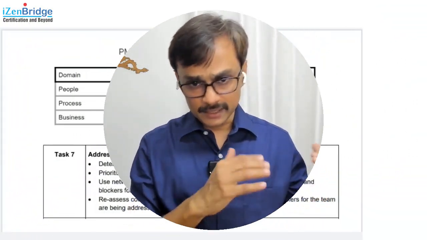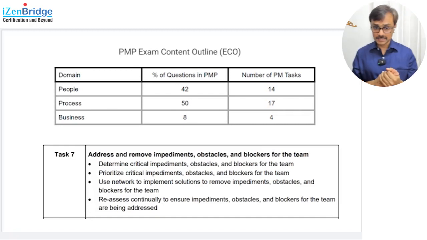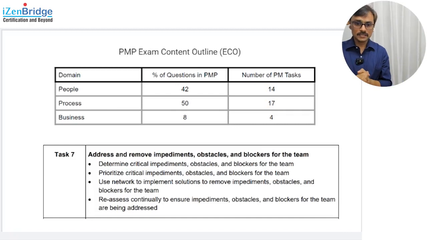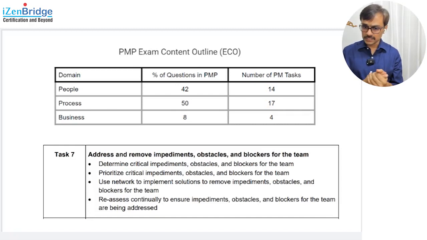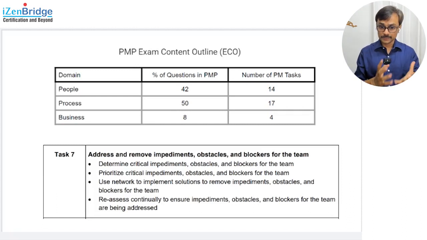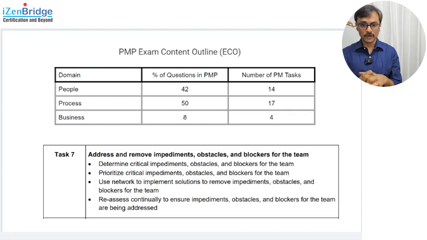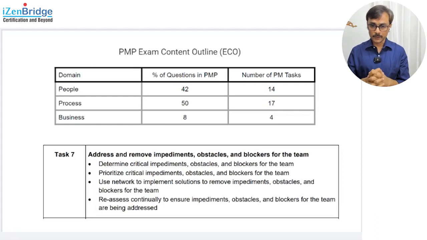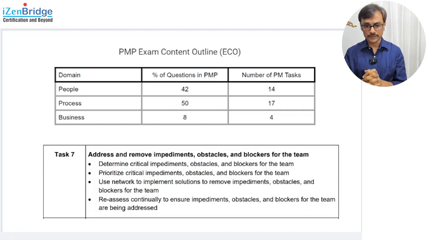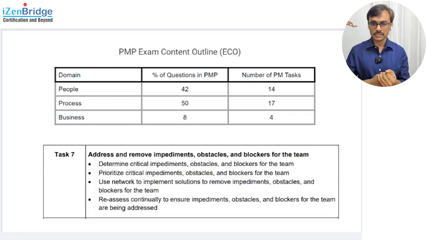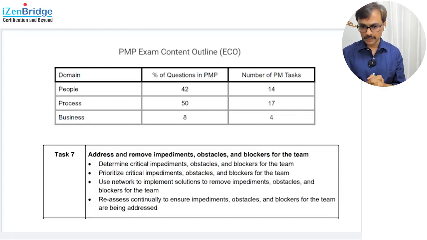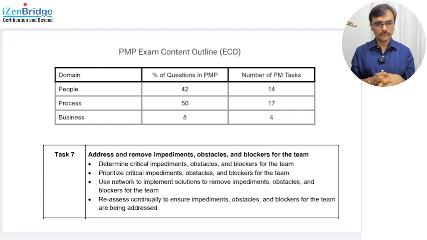So going forward, we are focusing on task 7, which is about addressing and removing impediments, obstacles, and blockers for the team. It has various sub-areas: determine the critical obstacles, blockers, and impediments, prioritize them, use your network and implement the solution to remove them, and keep reassessing those impediments on a continuous basis, so we have the latest information about impediments, obstacles, and blockers for the team.